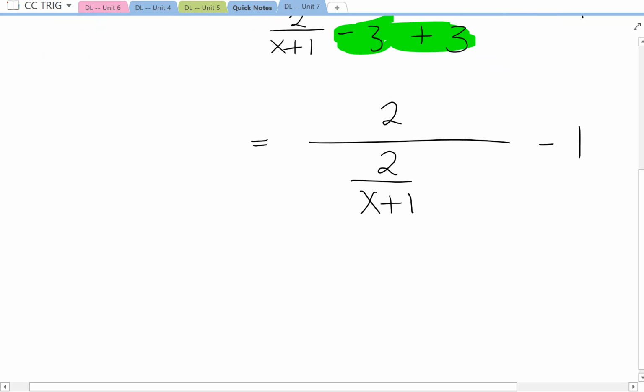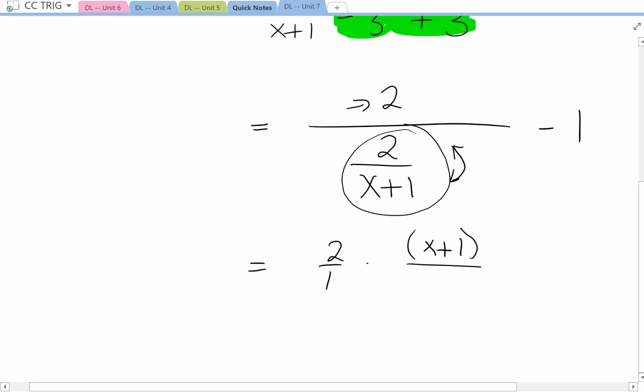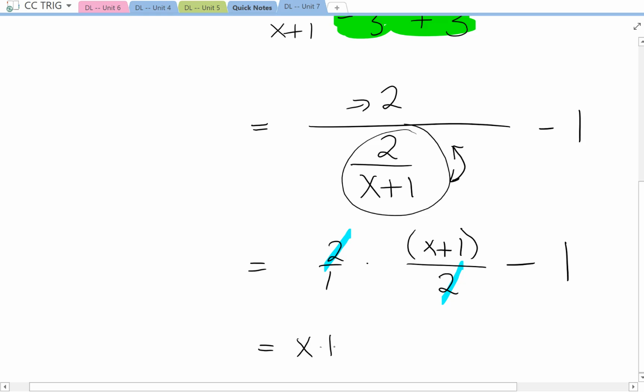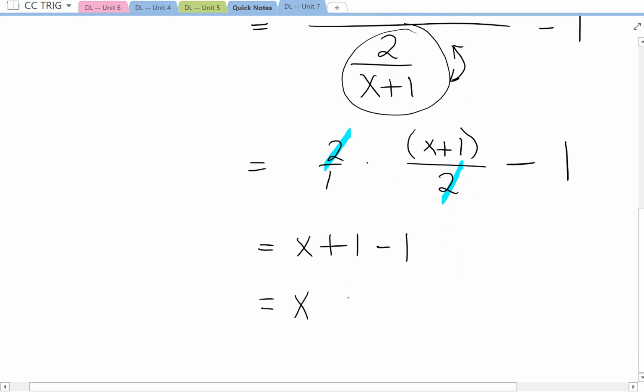Now that I'm dividing 2 by 2 over x plus 1, I will rewrite it as 2 over 1, that's my numerator, times the reciprocal of this one, so x plus 1, remember it's all a group, so it needs to be together, over 2, and then -1. 2 over 2 is just 1, x plus 1 minus 1, and you get x. Yay, we've proven that it's x.